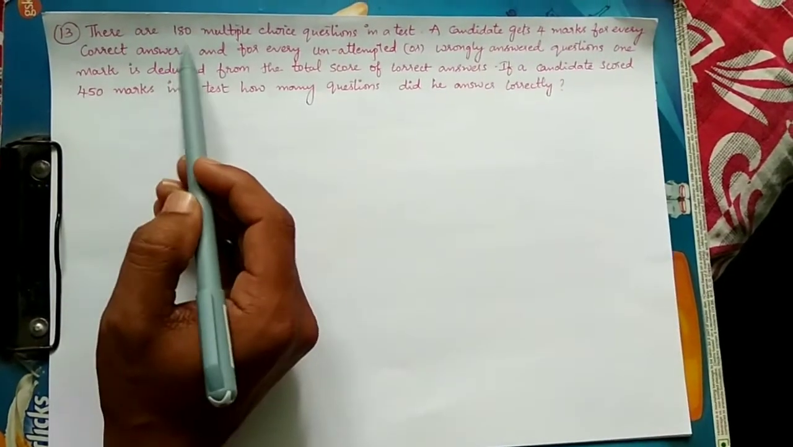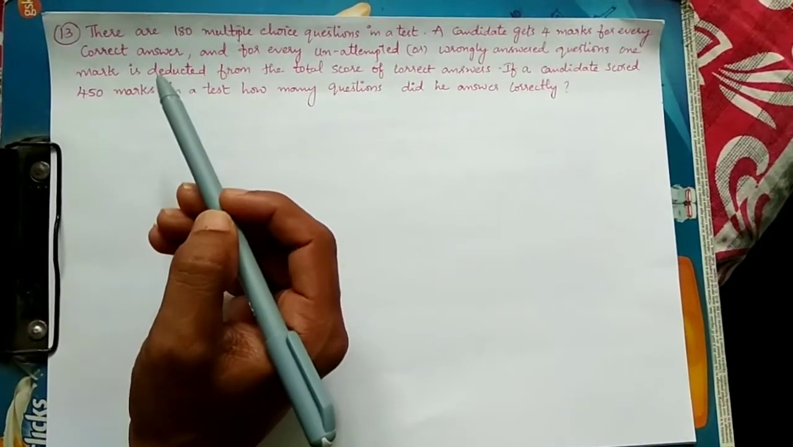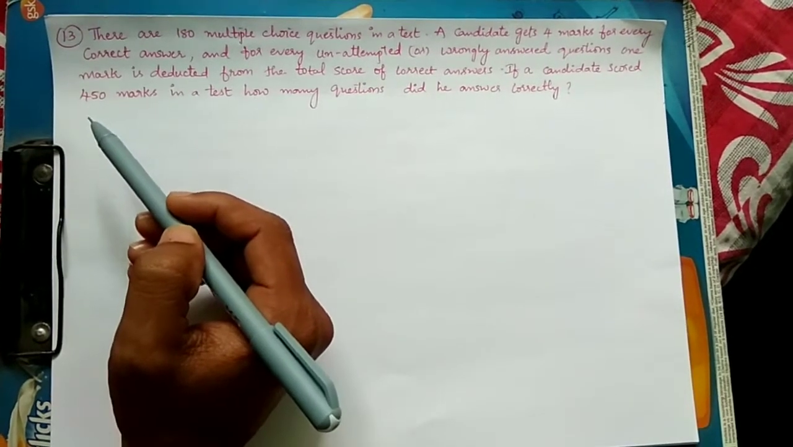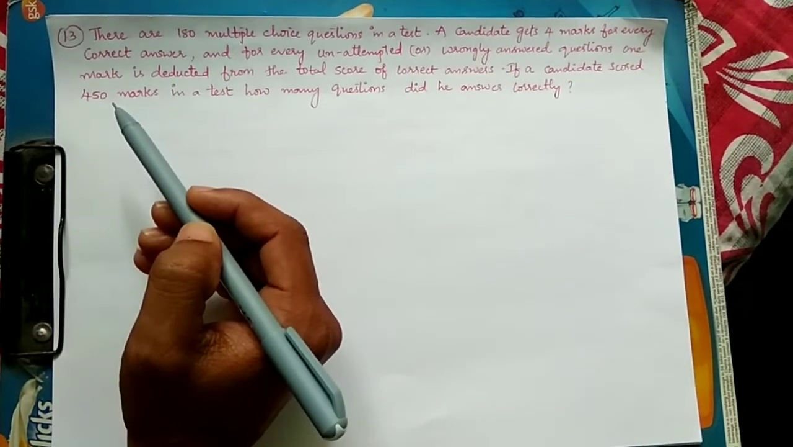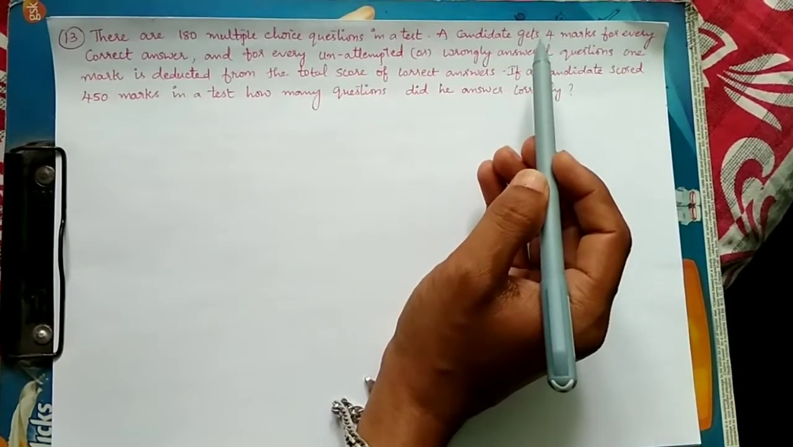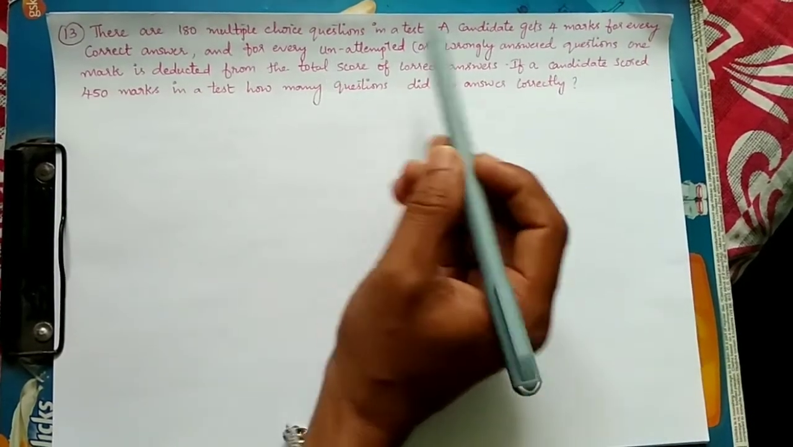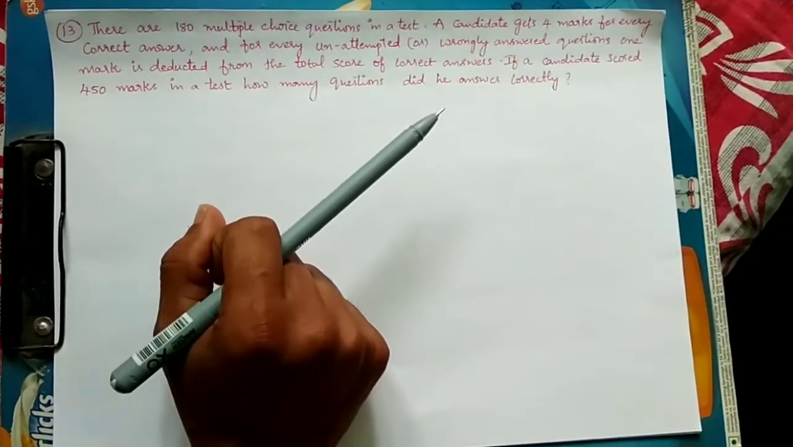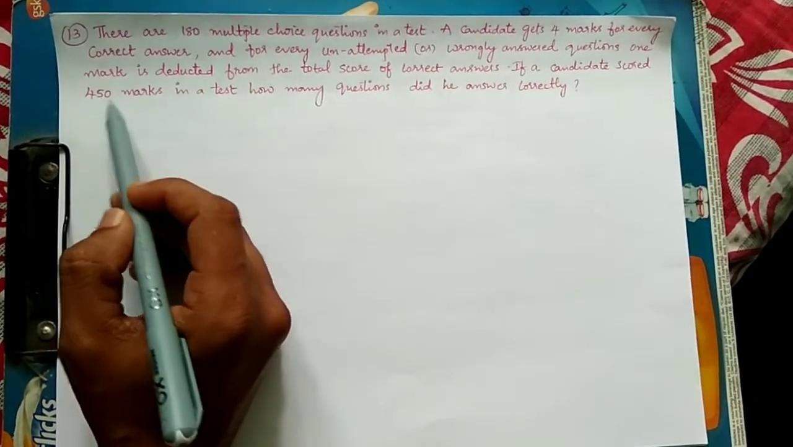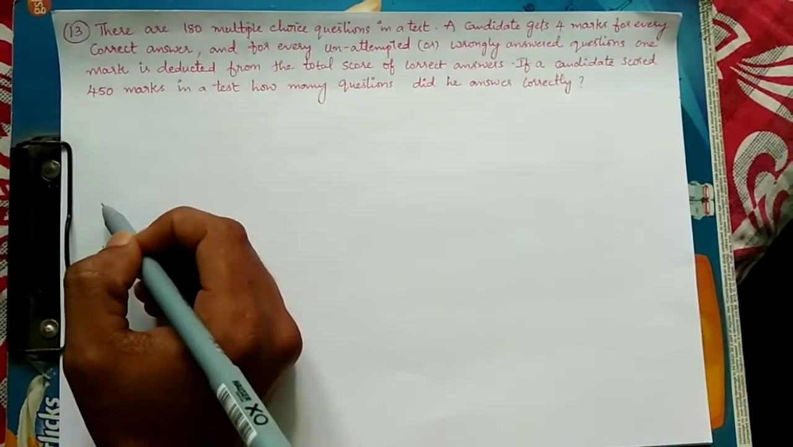So here there are 180 multiple choice questions in a test, but we do not know how many are correct and how many are incorrect. For every correct answer, 4 marks is awarded, and for every incorrect answer, 1 mark is deducted. Now from this the total score is 450 marks. Now we have to find the number of correct answers.